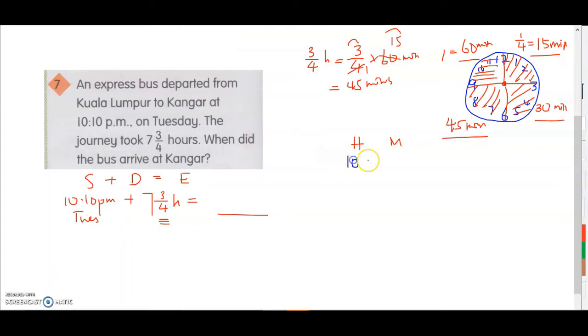10 hours 10 minutes plus the duration 7 hours, 3 quarters is 45 minutes. 3/4 is 45 minutes. So you add up.